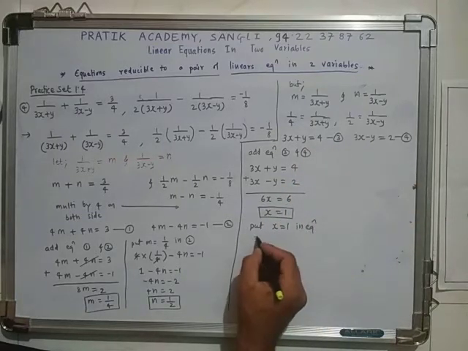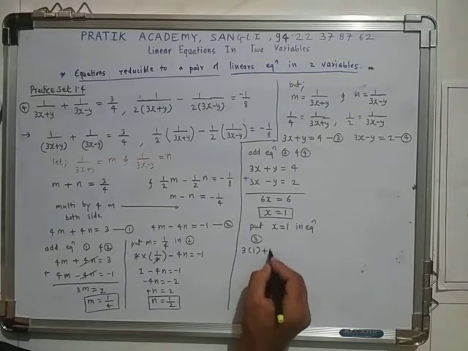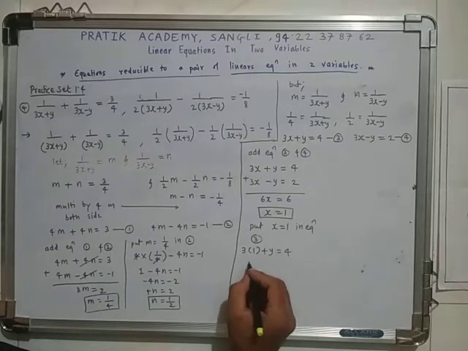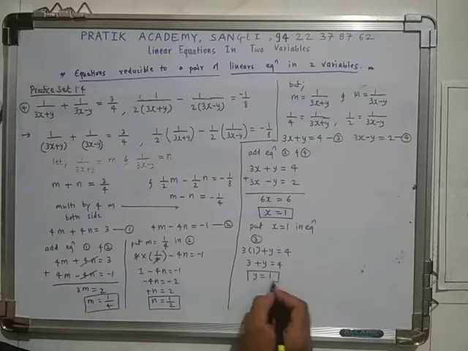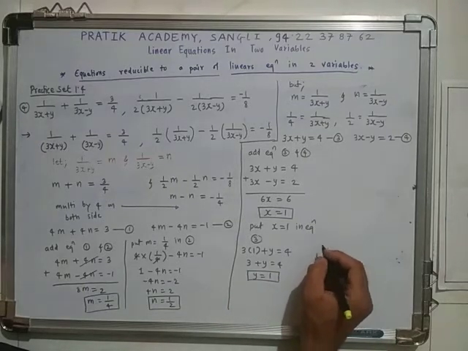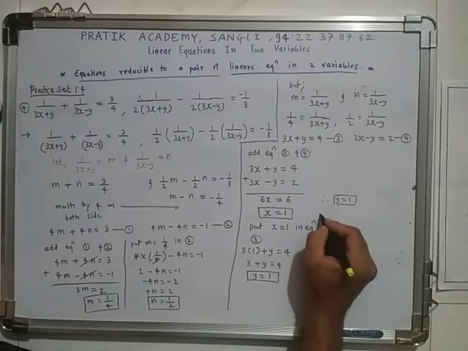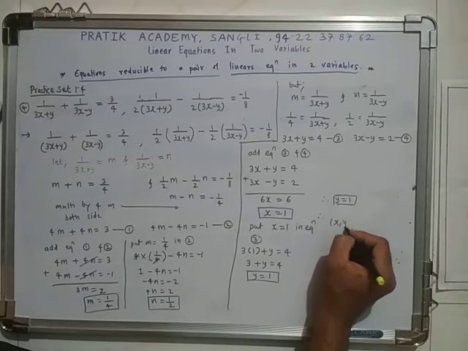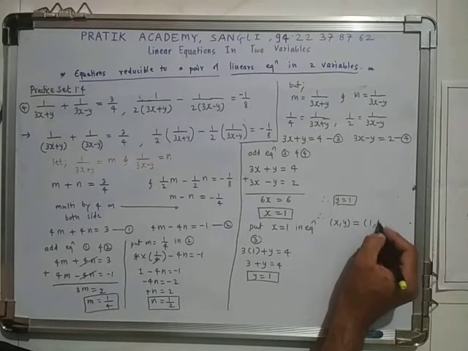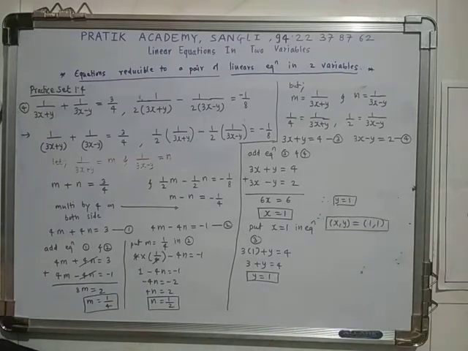I will put in equation 3. So what will happen? 3 into 1 plus y is equal to 4. So 3 plus y is equal to 4. y is equal to 4 minus 3, 1. So the value of y is 1. Therefore y is equal to 1. Therefore the solution is x comma y is equal to 1 comma 1. So this is our final solution.